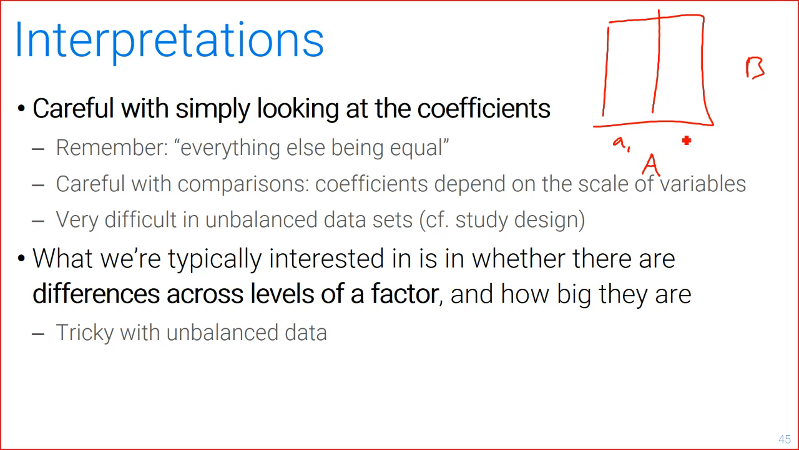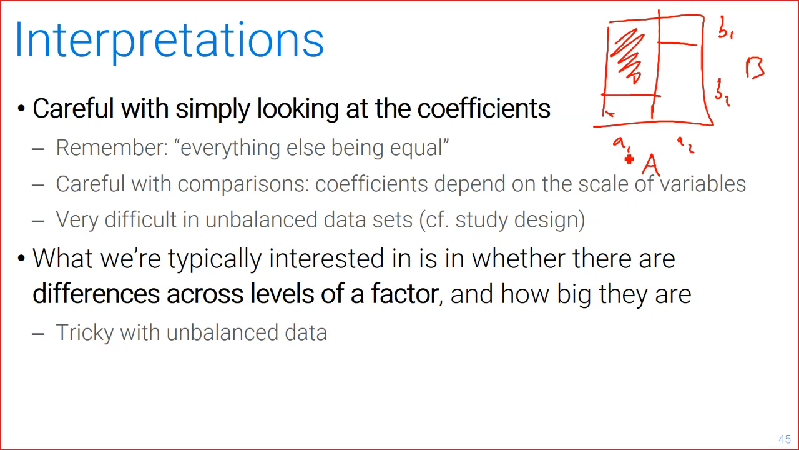In A, we have only two levels, A1, A2. In B, we have two levels, B1, B2. The proper way of doing this would be a balanced data set in which we have the same number of observations in all four quadrants. But imagine that we have something like this. So there are a lot more observations here than in there.